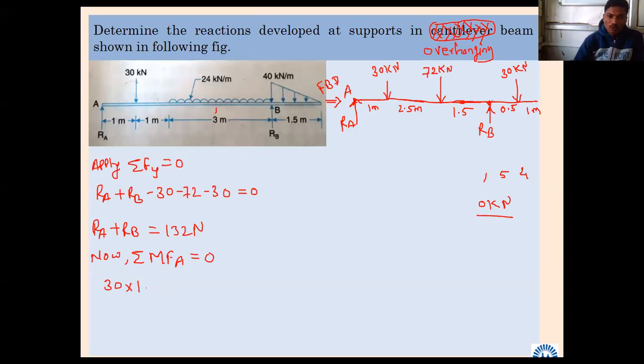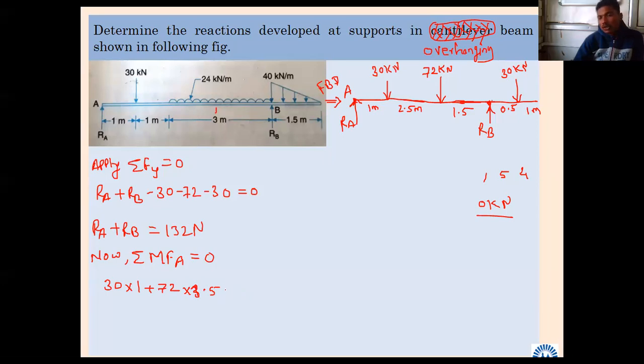Then the next force. Which is the next force? 72 kilonewton. Again 72, which is plus. What is its distance from point A? 3.5 meter.